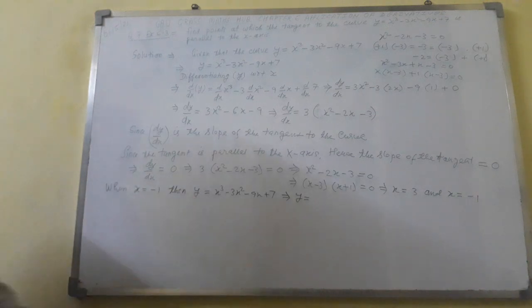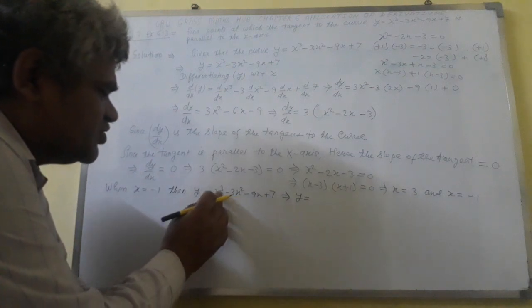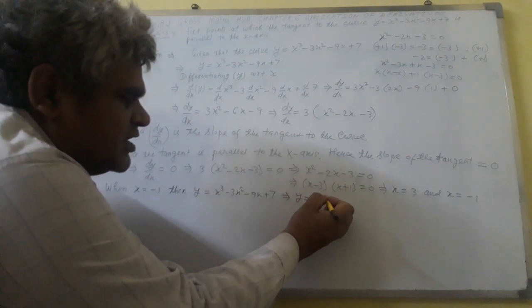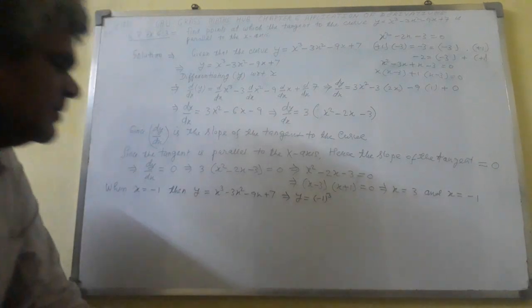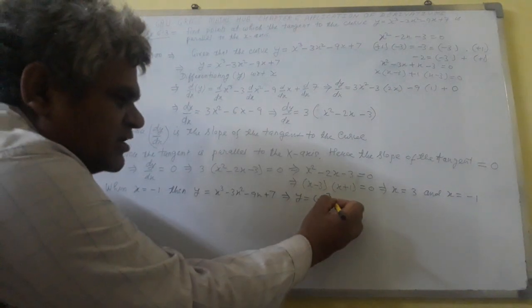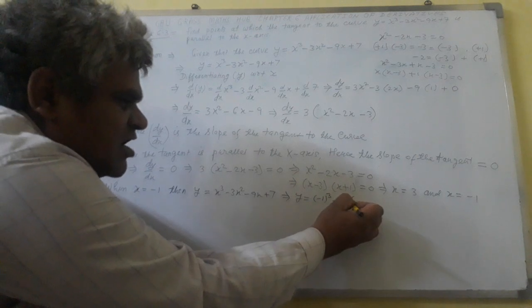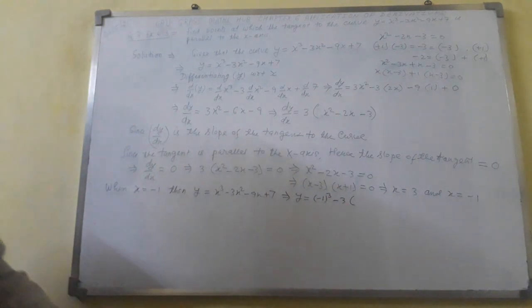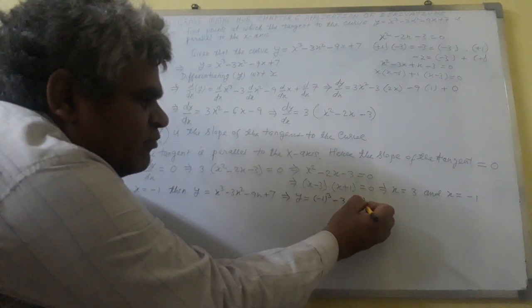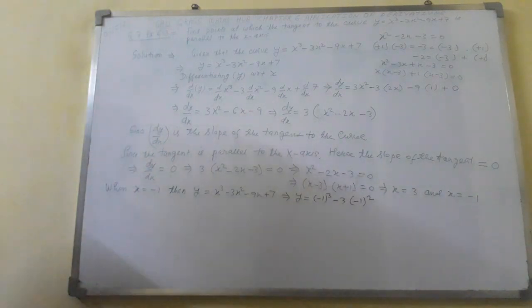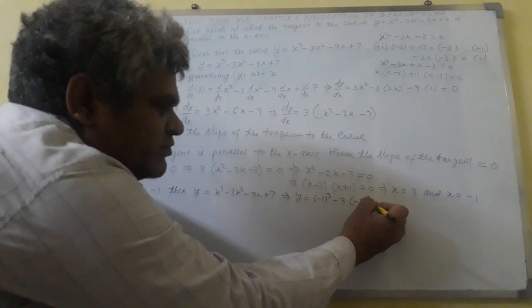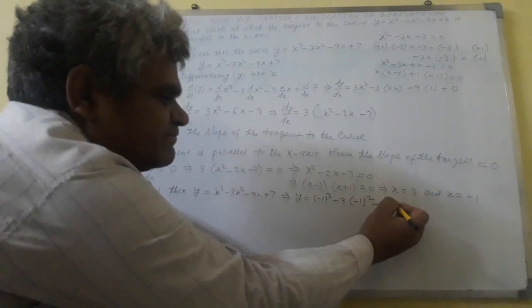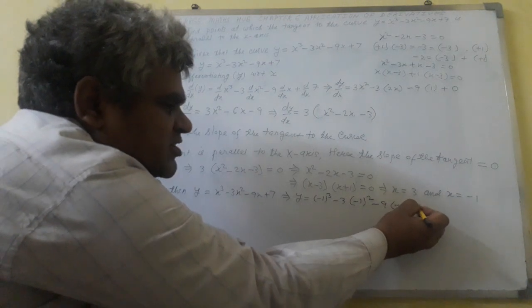y. So here x cube, in place of x I shall write minus 1. So minus 1 raised to power 3. Here write minus 1, minus 3 again. And in place of x I shall write minus 1. So here write minus 1. Minus 1 whole square I shall write. Again write minus 9. Here in place of x write minus 1. Plus 7.